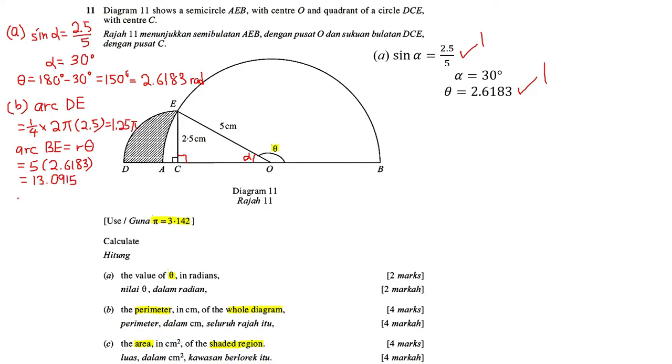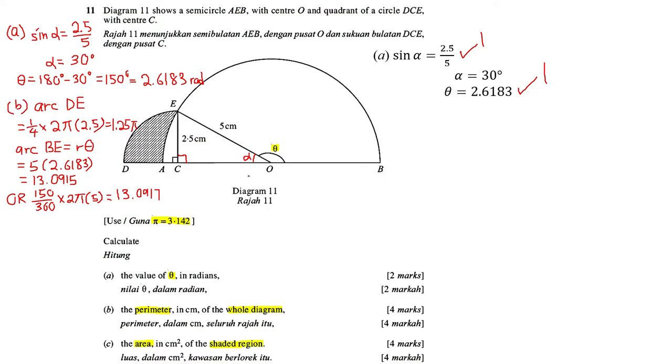13.0915. For those who want to use the maths method, 150 divided by 360 degree times 2 pi r, we get almost the same value, 13.0917. Slightly different a bit, but it still can be accepted since the value should be the same after we round off to 4 significant figures.